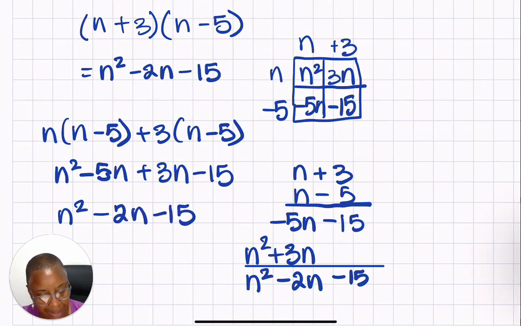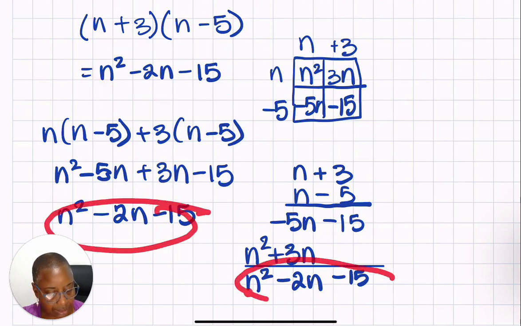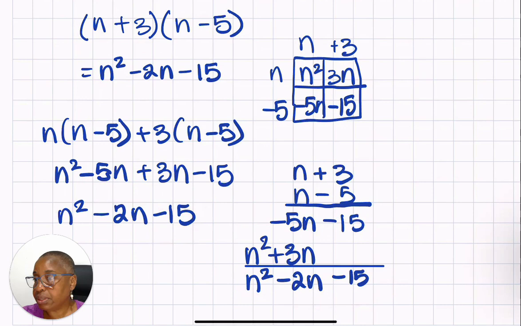Now please note I'm getting the same answer no matter what method I use. They're always the same. So any of these methods are alternatives to the FOIL method. Use whatever helps you to get through it, okay, without making mistakes.